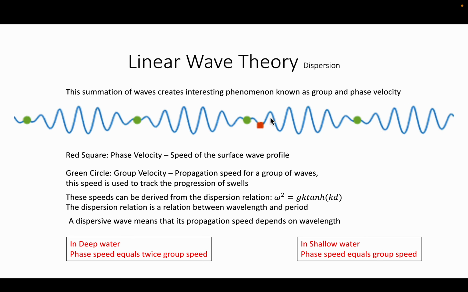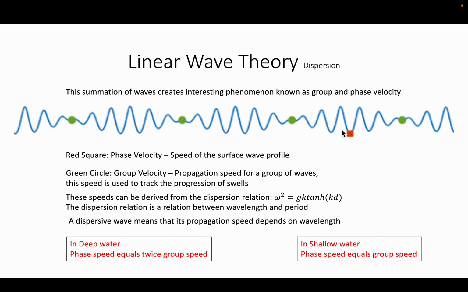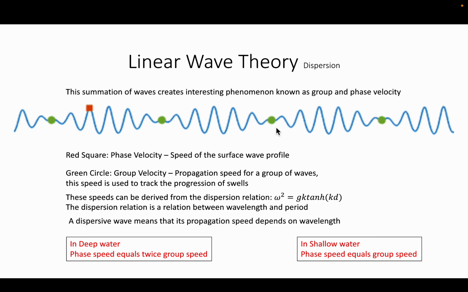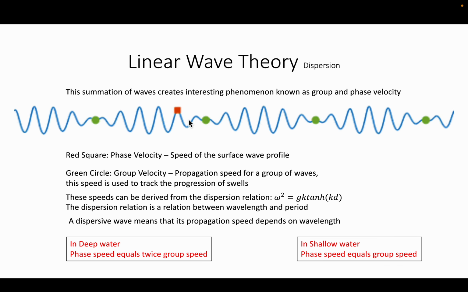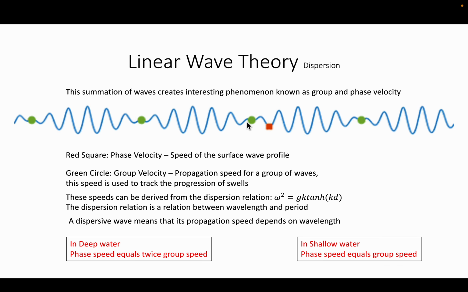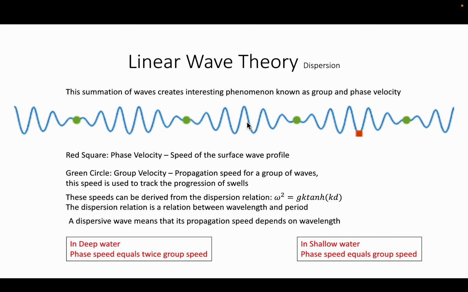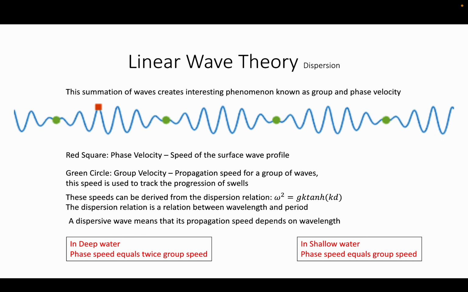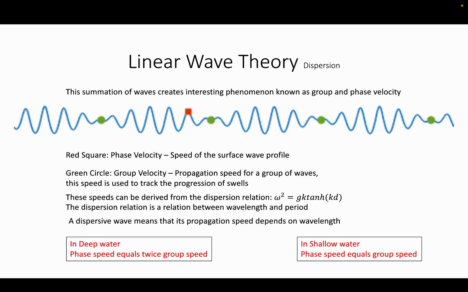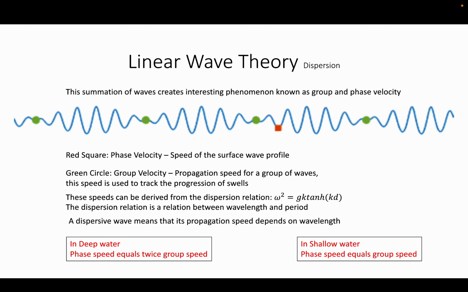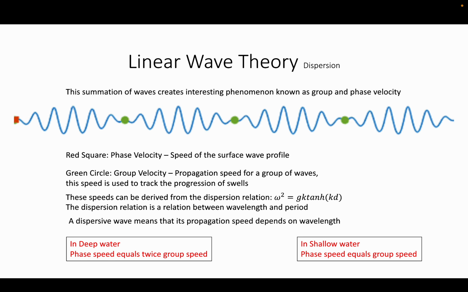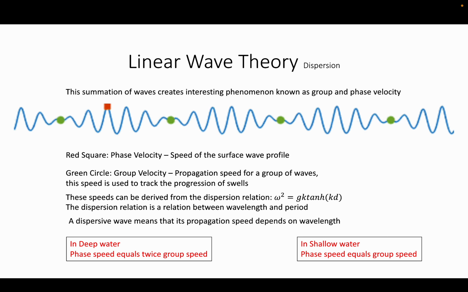So this example right here is deep water. We see this red phase speed moving twice the green circle. But if you come to shallow water, the red and green will be moving about the same. So that's why waves, when they come to shore, imagine Waikiki, the set maintains its shape for the most part as it comes to shore. Each wave holds its position. There'll be a little bit more on the next slide about that too.